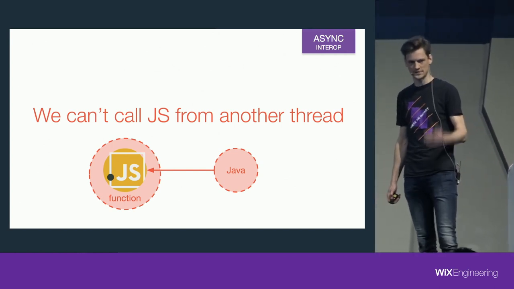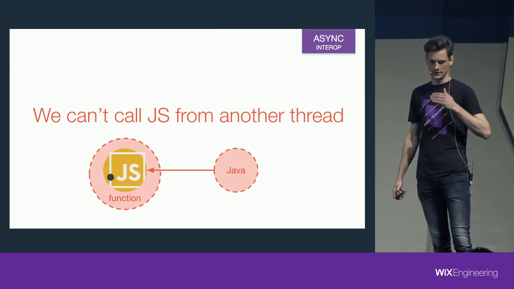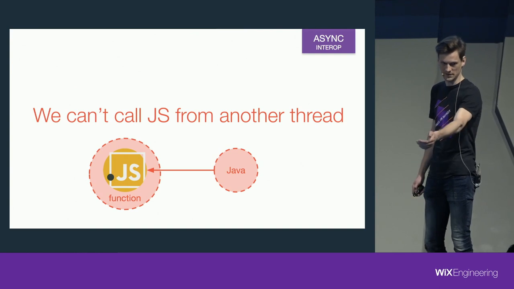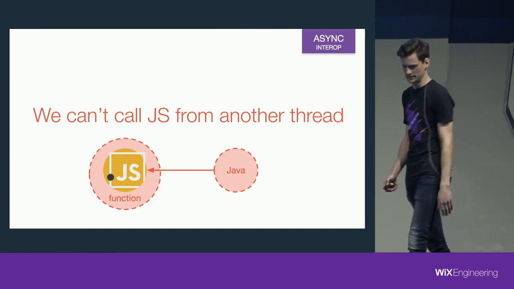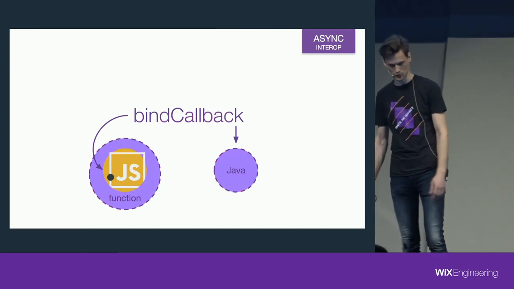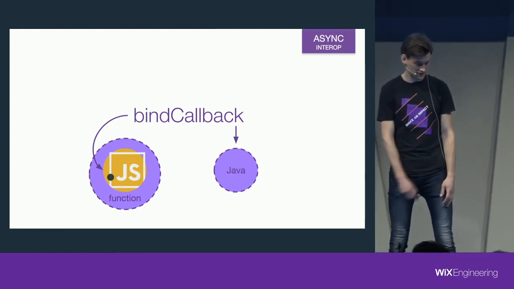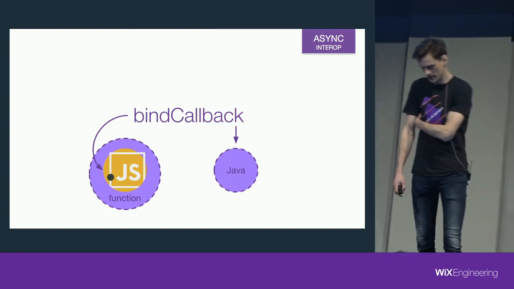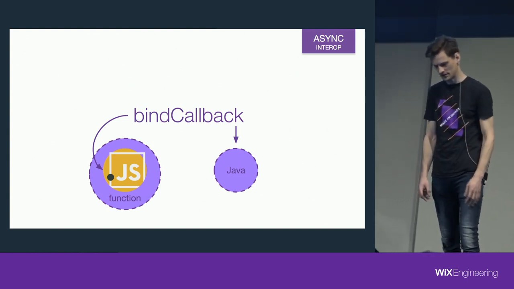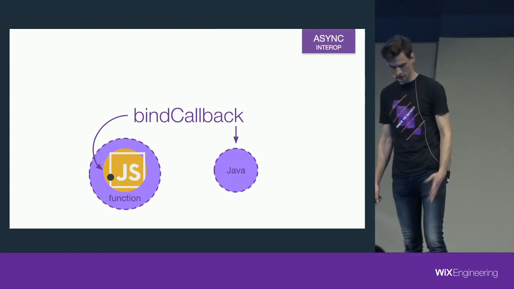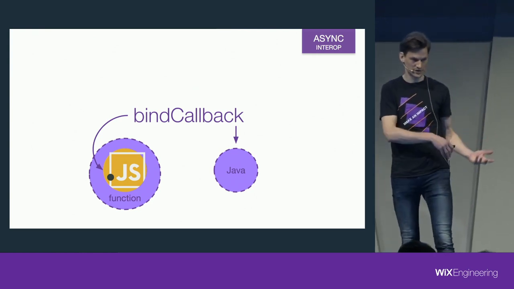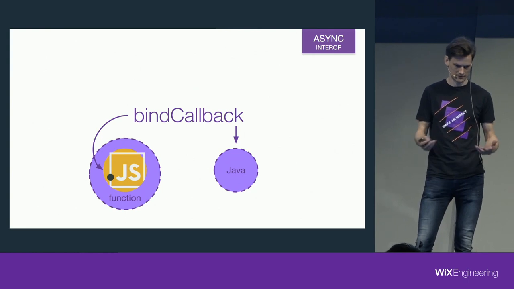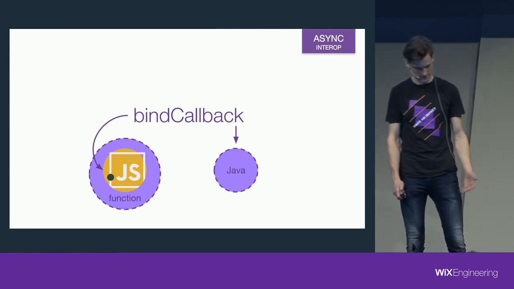We can do it synchronously, so if we're calling a Java method, we give it a JavaScript function and it calls it immediately and returns control back, that's fine. But if we do it asynchronously, it doesn't work. So we would really want to be able to do that. We'll try to conjure up a function that I call bind callback, which would allow us to wrap a JavaScript function so that it can later on be executed by Java from a different thread asynchronously.